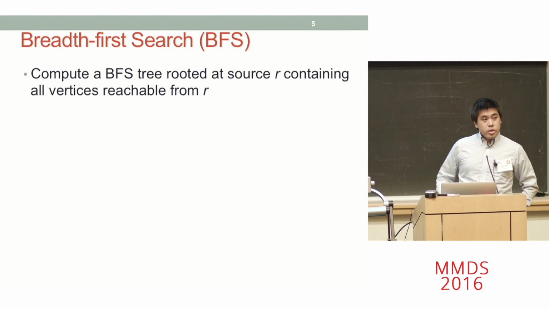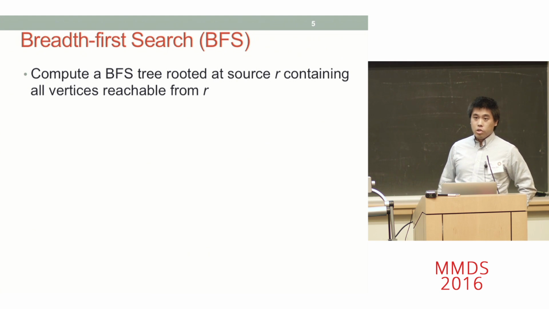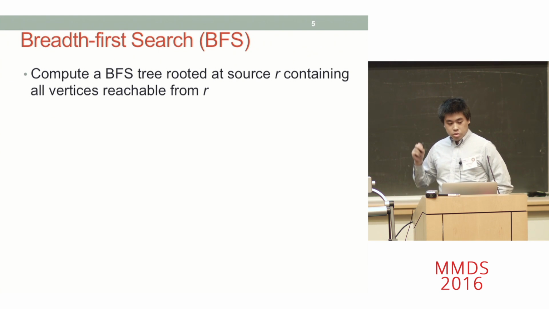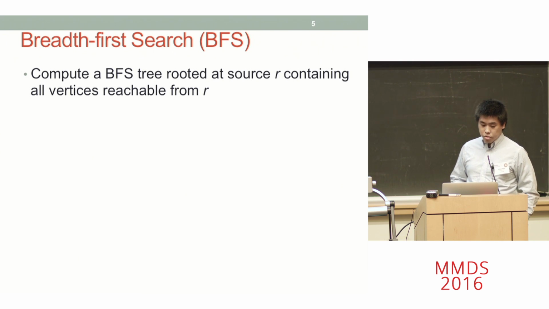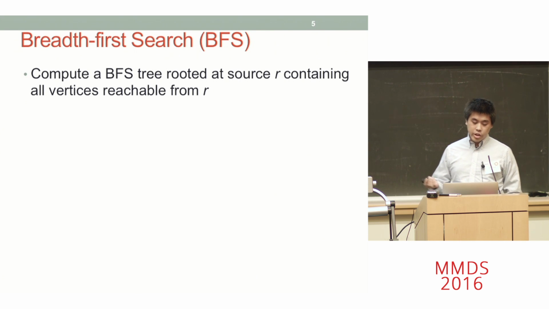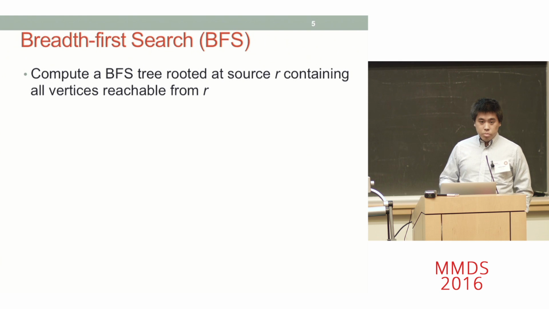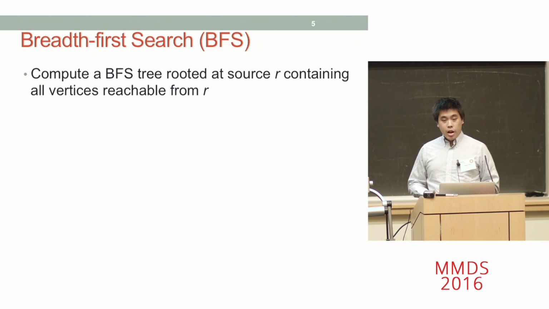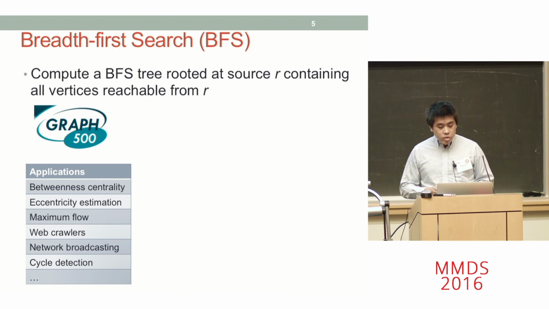Okay, so I want to introduce this simple problem, breadth-first search, or BFS, and use this to illustrate how Ligra works. So the definition of this problem is that we want to compute a breadth-first search tree rooted at some source vertex R, which is an input to the problem, and containing all the vertices reachable from R. So this might seem like just a problem you would see in the algorithms textbook, but it actually also has many applications in the real world.